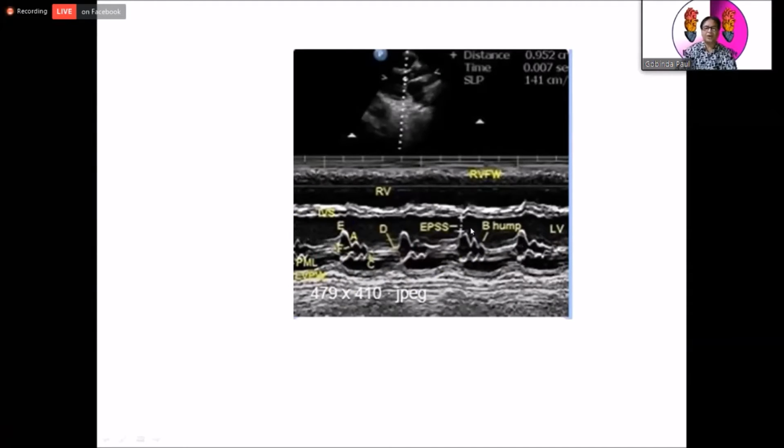Here also EPSS, and also in the AC arm, there is another wave called the B bump, which indicates raised end diastolic pressure of the left ventricle.